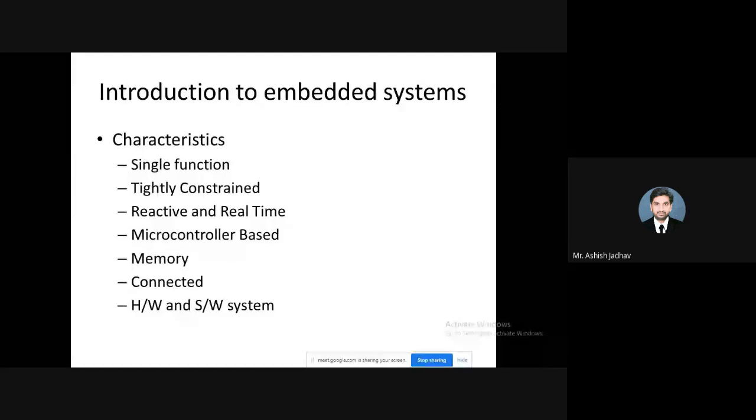Then real time. Reactive means whatever action you create, there would be a reaction for that. As far as this control unit is concerned, when you apply the input, there has to be an output. So production of output in response to input is nothing but reactiveness, right? And the next terminology is real time. Real time means what?